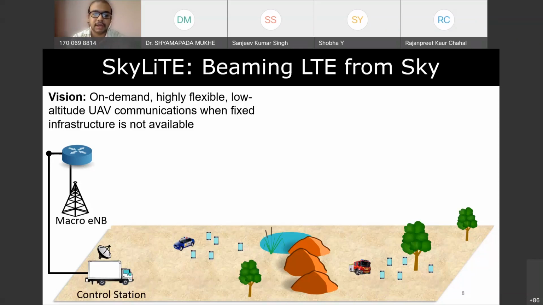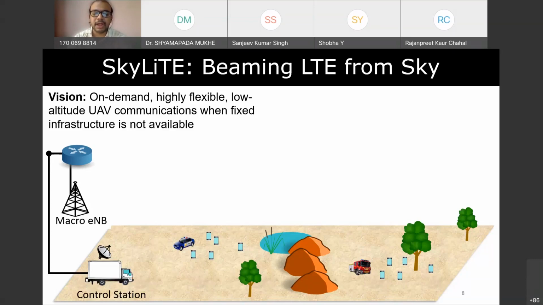And that control station has access to a macro eNodeB in case of an LTE station, which gives you access to the internet, right? But it's not mandatory. If you don't need access to the internet, you can be a self-contained local network. That is also possible. Okay, so our vision for this kind of system is on-demand, highly flexible, low-altitude UAV communications when fixed infrastructure is not available or destroyed, right?